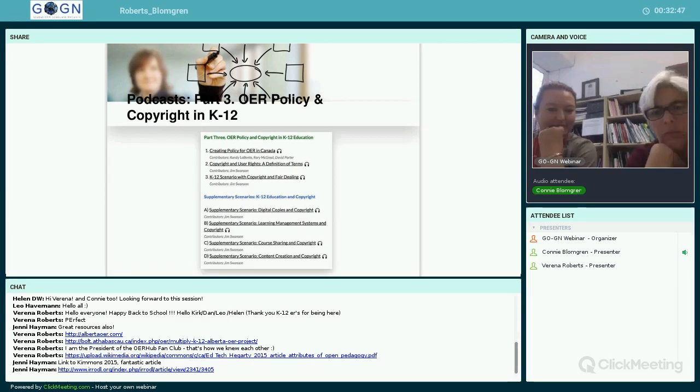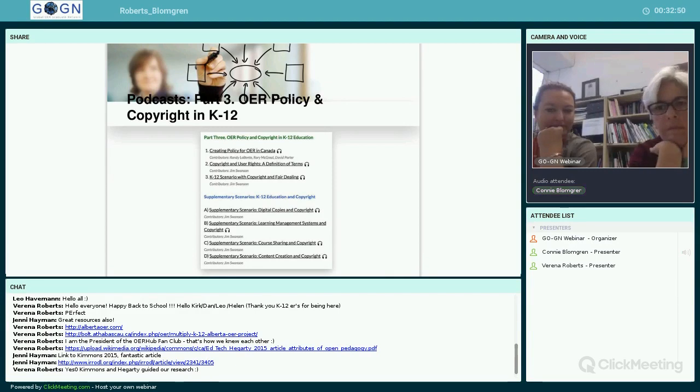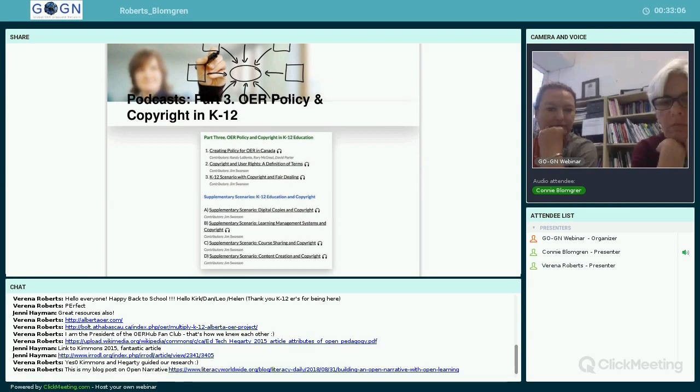Now, what I think is a really nice addition is that we have this whole section that talks about copyright in Canada for K-12 education. We had these scenarios. There's an overview by an intellectual property lawyer of Canadian copyright law as it is interpreted for Canadian K-12 teachers. And then we gave some examples to help people understand our current context.